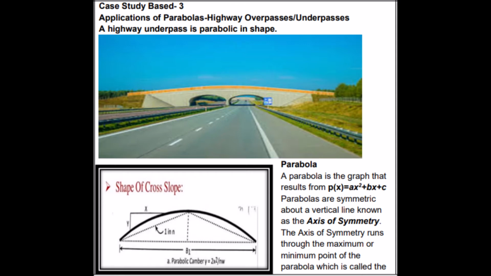So, now here it is given in the reverse form. Parabola is the graph that results from P of x equals ax square plus bx plus c. Parabolas are symmetric about a vertical line known as the axis of symmetry. So, you can see the vertical line in the diagram, that is known as the axis of symmetry. The axis of symmetry runs through the maximum or minimum point of the parabola, which is called the vertex. Let us solve the problems based on this case study.